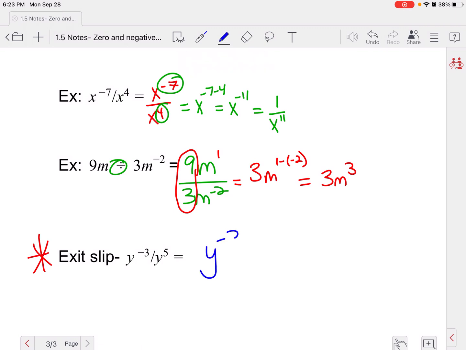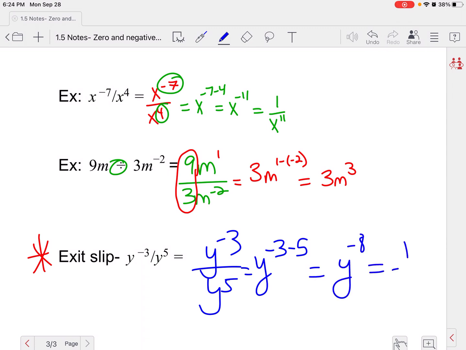So again, I just like to rewrite it so it's top to bottom. This would be y to the negative 3 minus 5. And negative 3 minus 5 would give me negative 8. I do not like negative exponents, so I'm going to go ahead and move that down to the denominator.